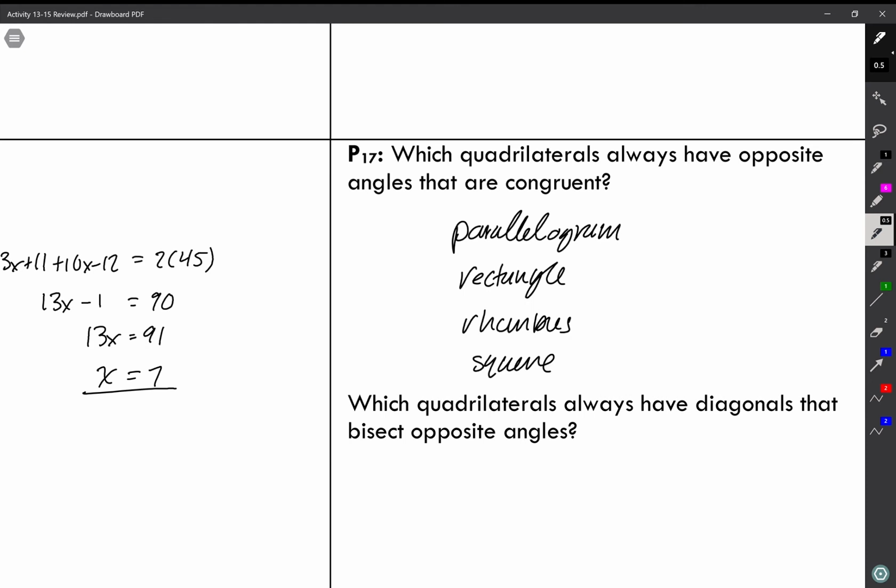So if you look back at your properties, I'm not going to go back up there, you see that a kite has one pair of opposite angles that are bisected by a diagonal. Not both. Let's see, trapezoid, I don't see anything on that. Parallelogram, no, I don't see that either. I see diagonals bisect each other, but not the opposite angles. Rectangle, do not see that. What I do see is that a rhombus works for that.